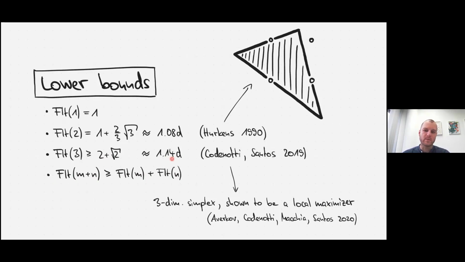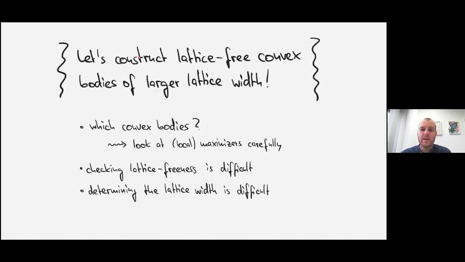So in terms of lower bounds. Good. But of course, if you see this, the best constructions come from very small dimension examples. I guess it's natural to wonder what happens. Can we do a better construction in dimension 4, 5, and so on? And that's what we worked on. Okay. So let's do that. Let's try to construct lattice-free convex bodies of larger lattice width.